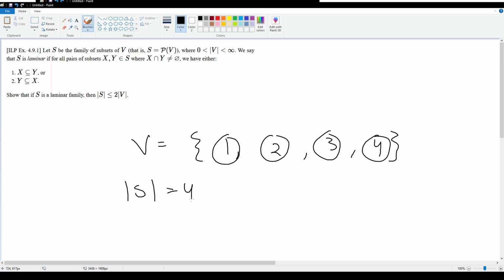Now, what's the best way to increase that? Well, if we take a subset of 3 elements, then that's going to kind of limit us because we won't really be able to do anything except for taking the larger subset of 4 elements after that. What about we try taking subsets of 2 elements? So let's take this 1 and 2. Now we can't take 2 and 3, right? Because that would, as we saw before, not be laminar. So let's take 3 and 4.